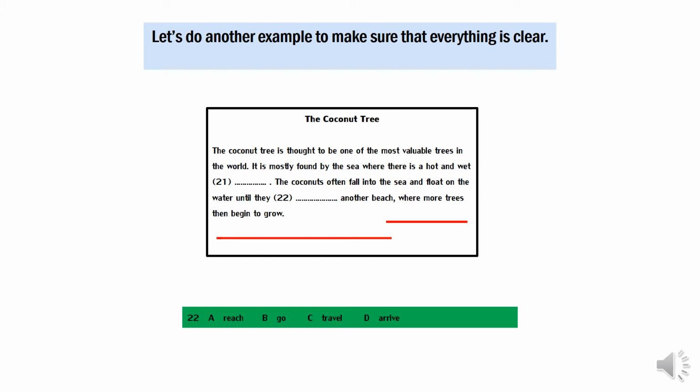Go and travel need the preposition to. We can sometimes use go without a preposition, but only in very specific cases. And arrive is used with at. He arrived at school 5 minutes late. Or in. It was raining when he arrived in France. So this leaves us with only one option, which is reach.